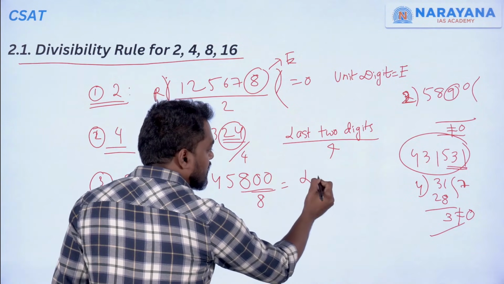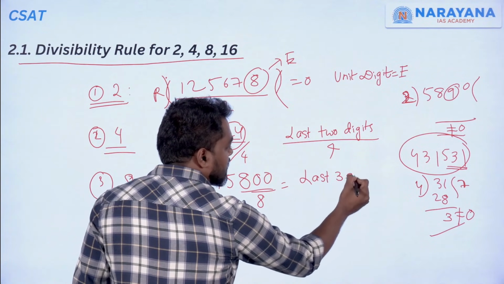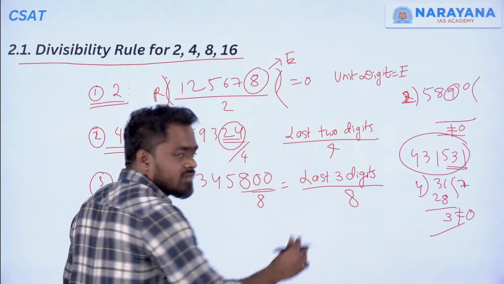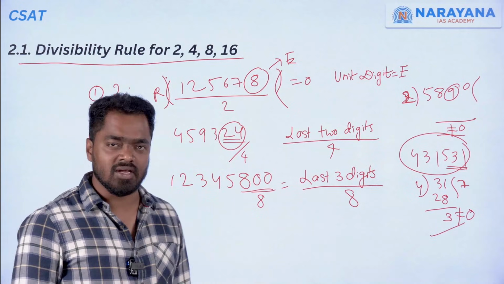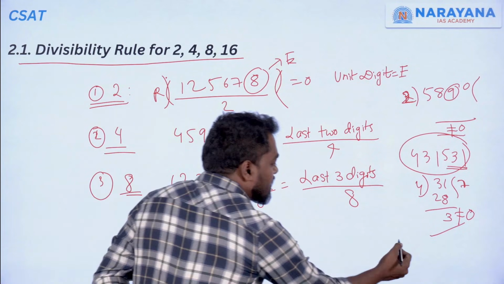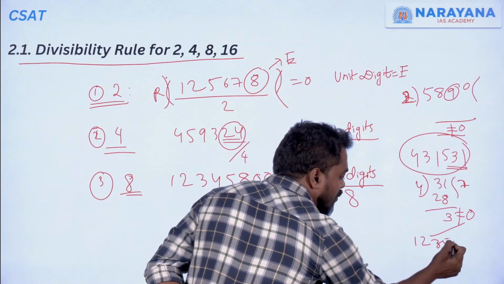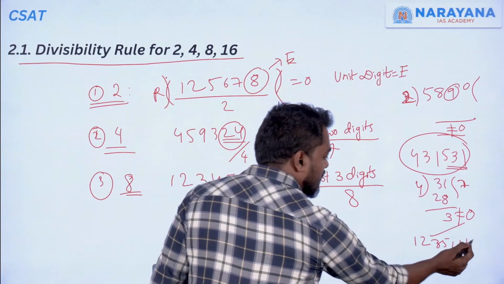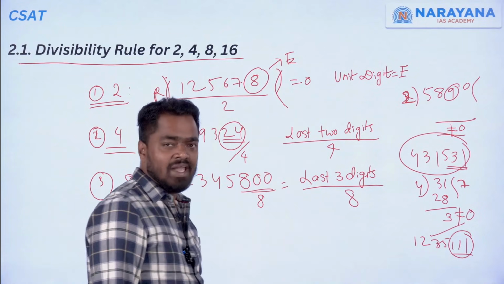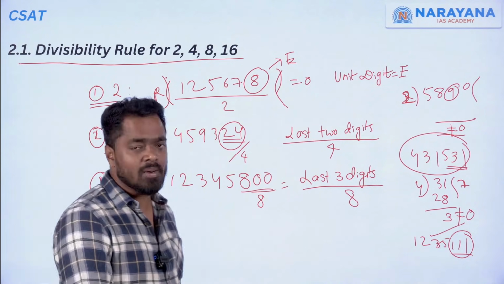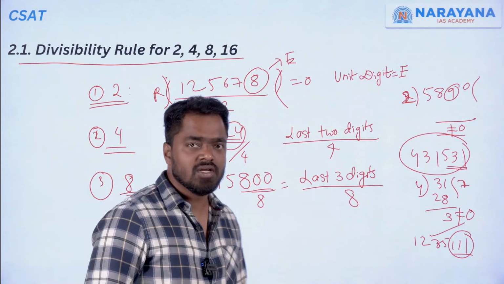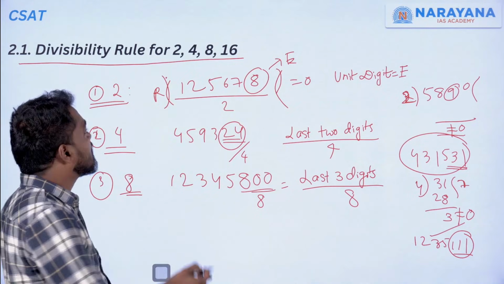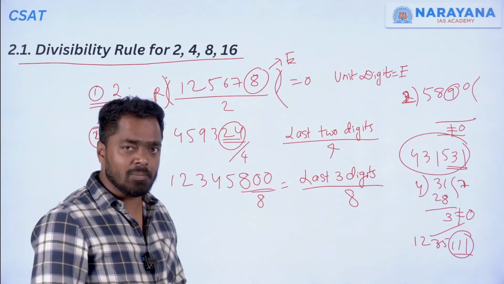So the whole number is divisible by 8. What is the rule? The last three digits must be divisible by 8, then the whole number is divisible by 8. If you take a number like 1, 2, 3, 5, 1, 1, 1, whether this number is divisible by 8, if you take 111, it is not divisible by 8, so the whole number is not divisible by 8. If you understand the pattern, it is all similar. That's why we grouped 2, 4, 8, 16 at one place.